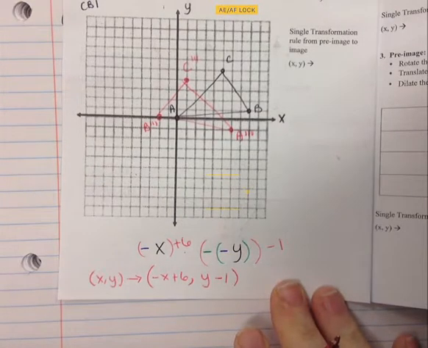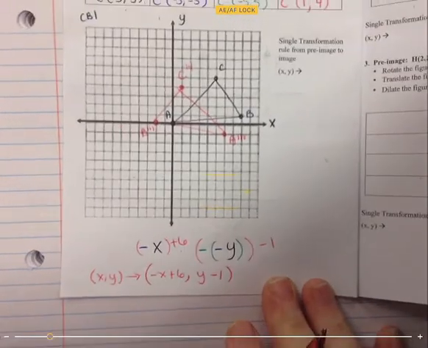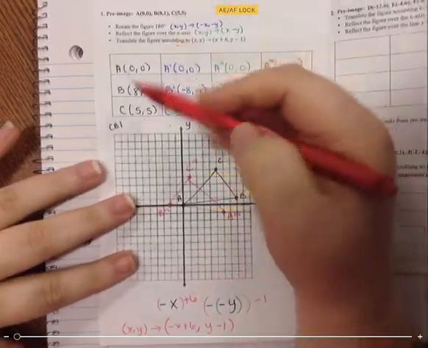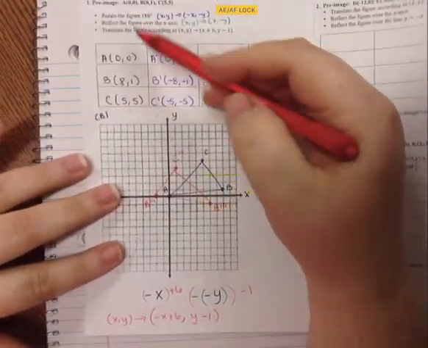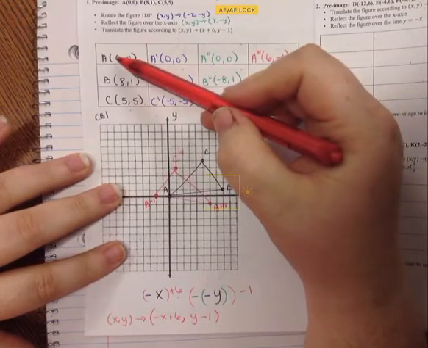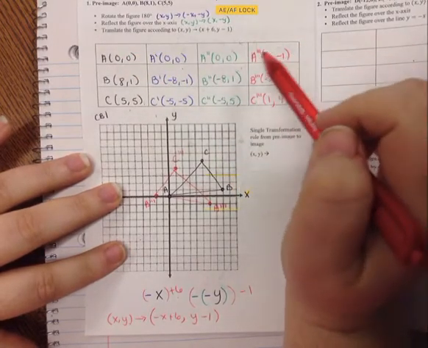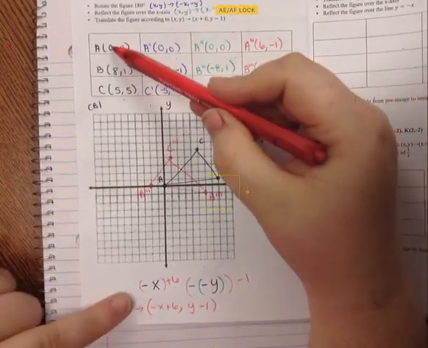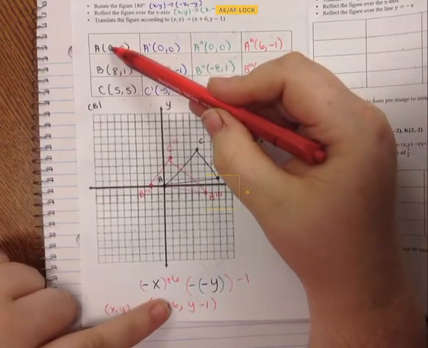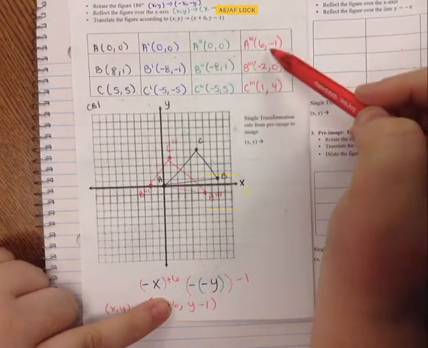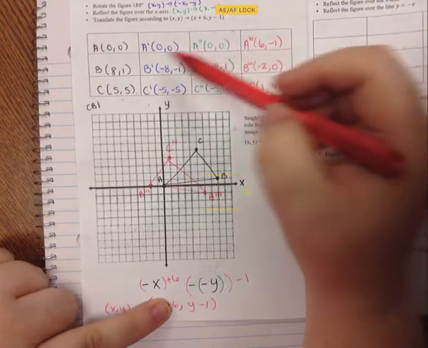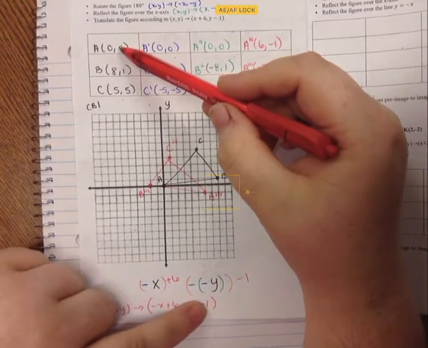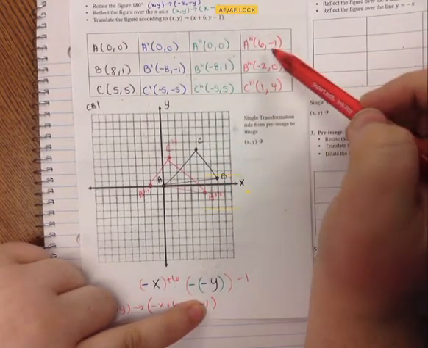And now what I want to do is to check to see if this rule works. If I take my preimage, I should be able to plug in my x and my y and get out my final image coordinate. So I've plugged in 0 for the x. Negative 0 plus 6 is 6. I have 6 right here for the x. And then 0 for the y, I have y minus 1. So the 0 minus 1 is negative 1. And that's what we have.